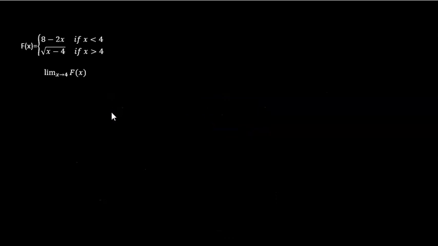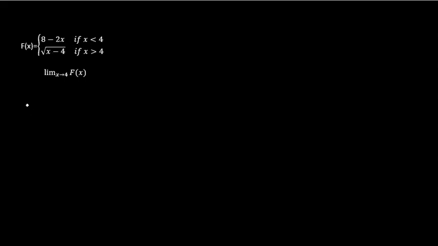My second example is f(x) is equal to 8 minus 2x when x is less than 4, and f(x) is equal to the square root of x minus 4 when x is greater than 4. To find this kind of limit, we have to calculate a limit 2 times, which means we're going to calculate the limit from the left side and from the right side. To begin, we're going to start with the left side.